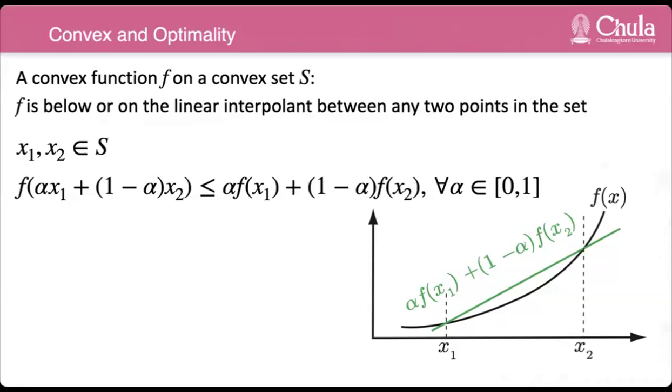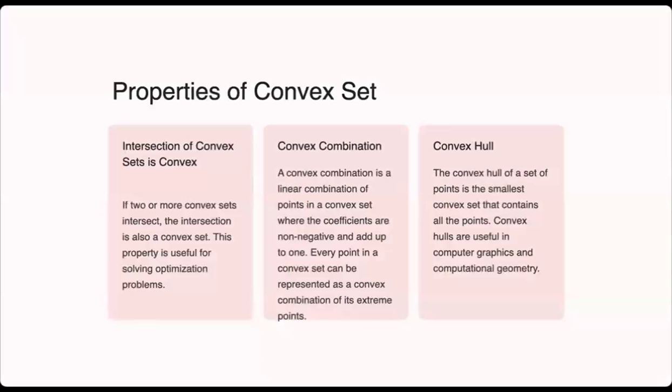Okay, if we define this region as a convex function, we can have only one minima. We cannot have both minimum and maximum in that region. So this is a very important property.